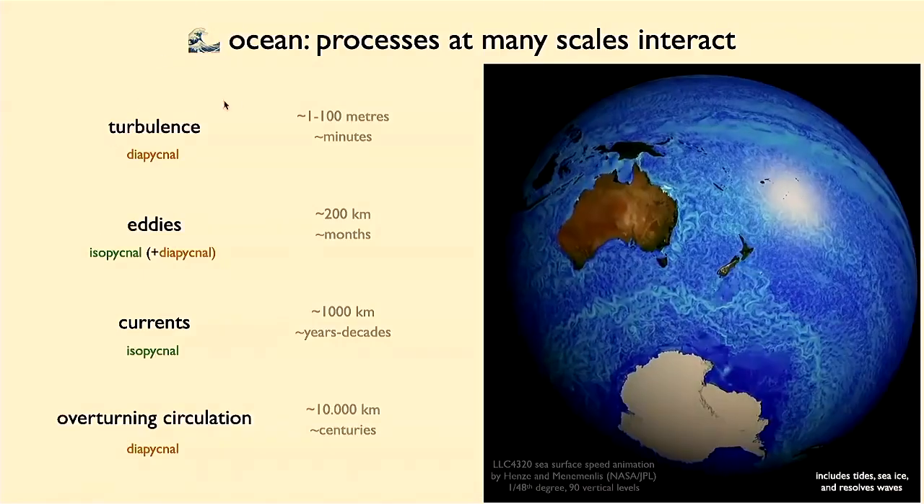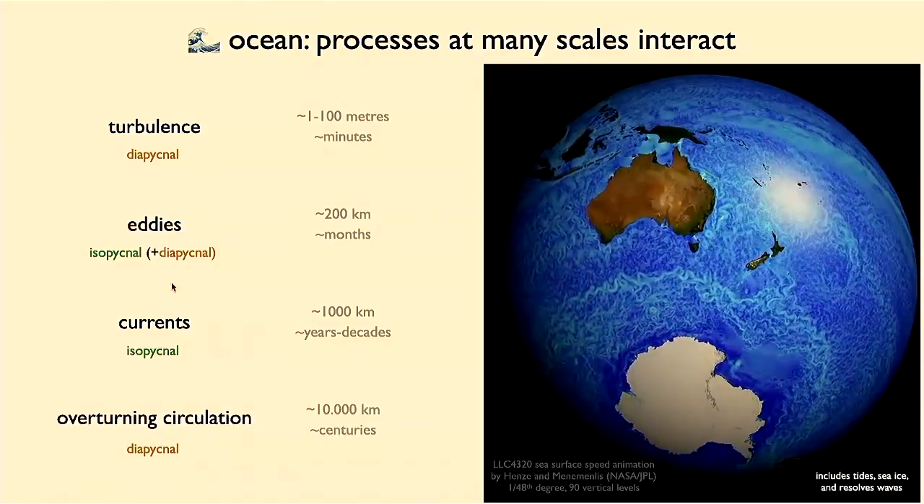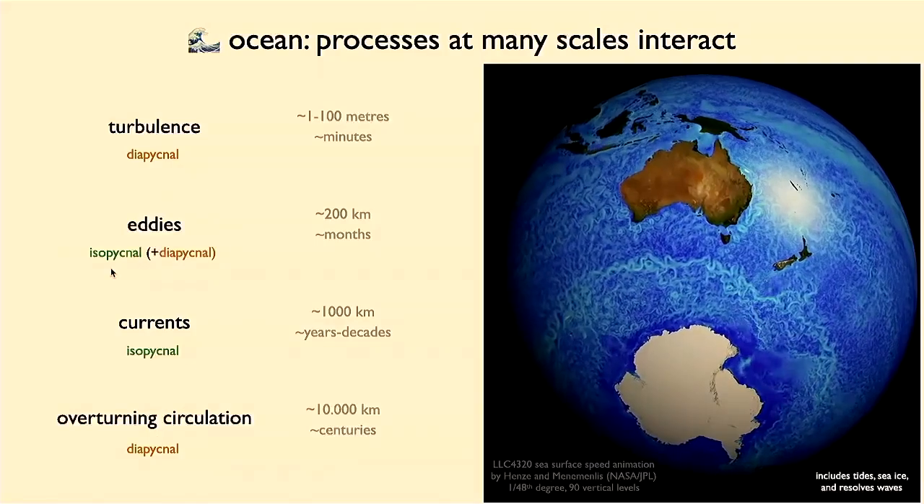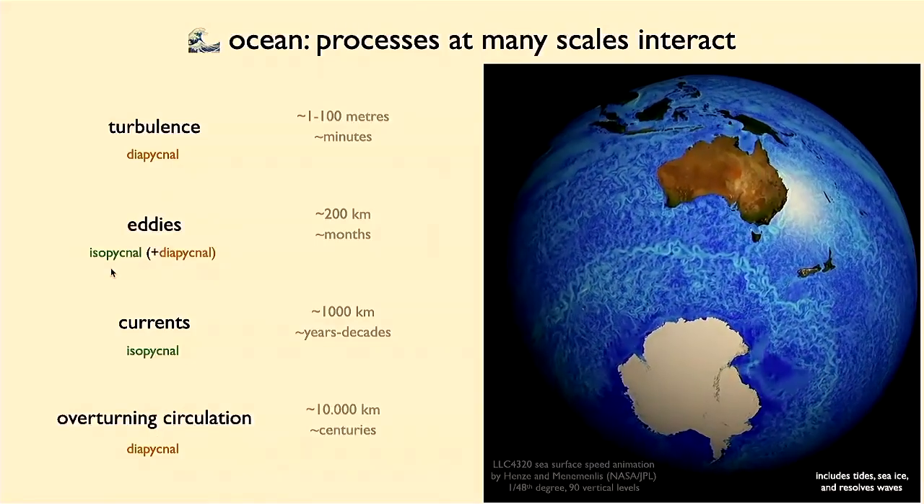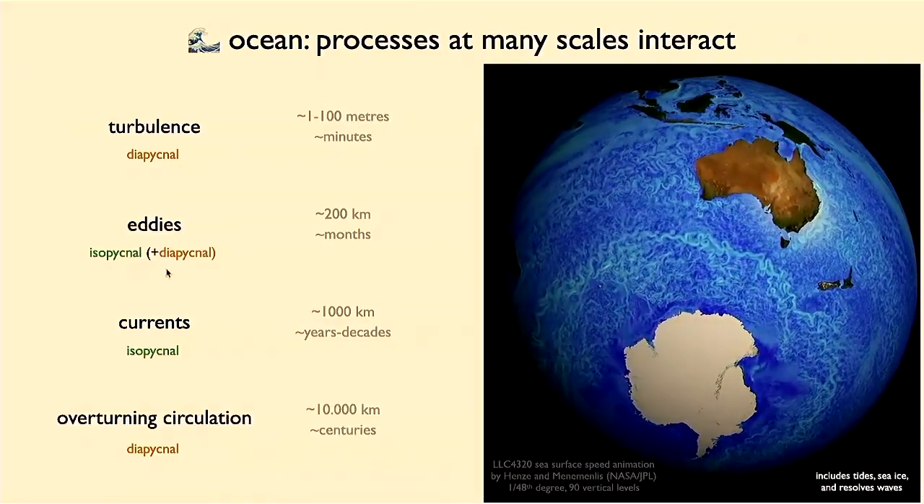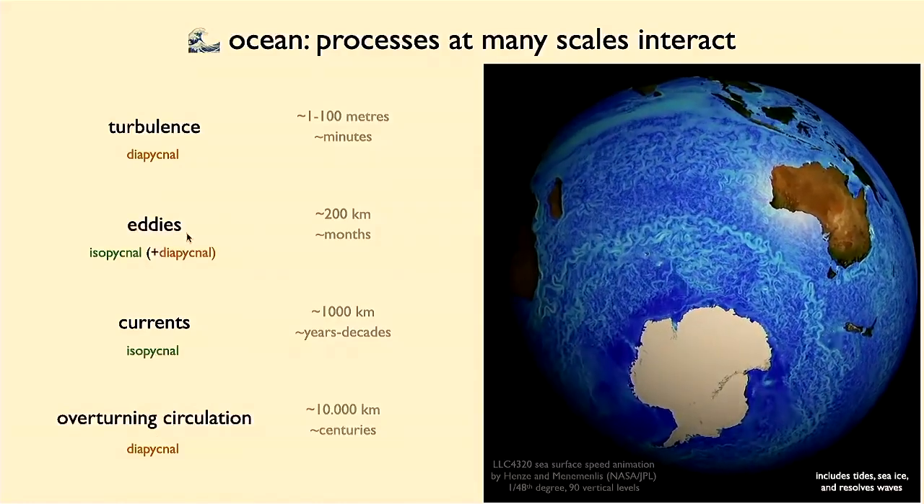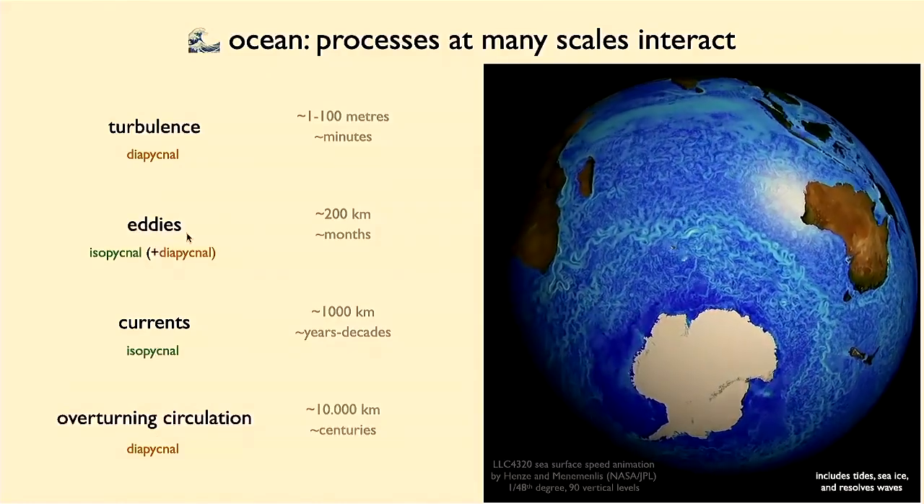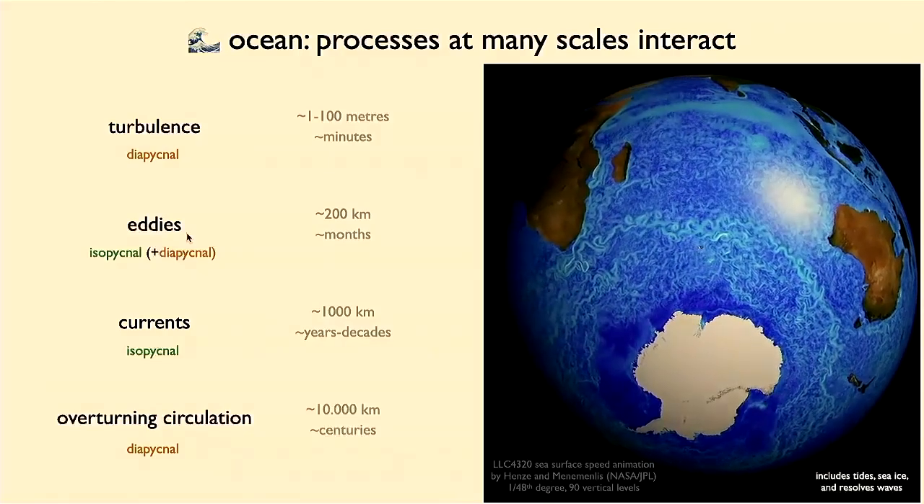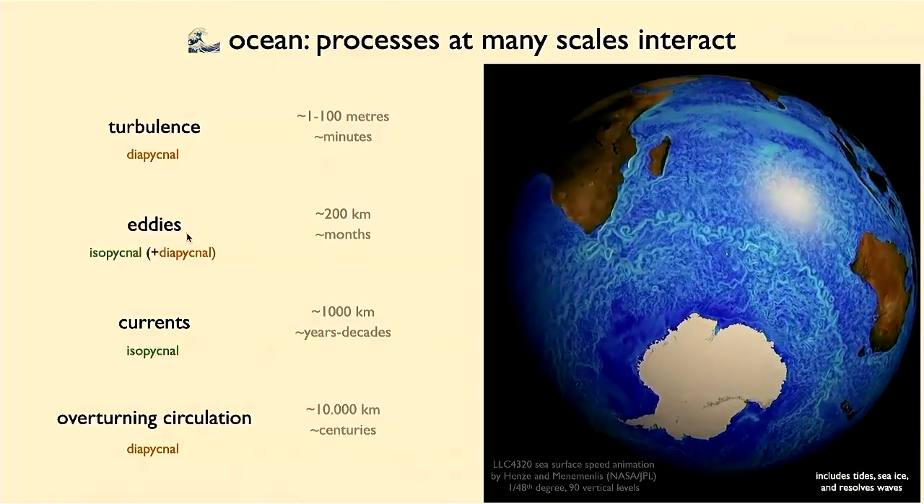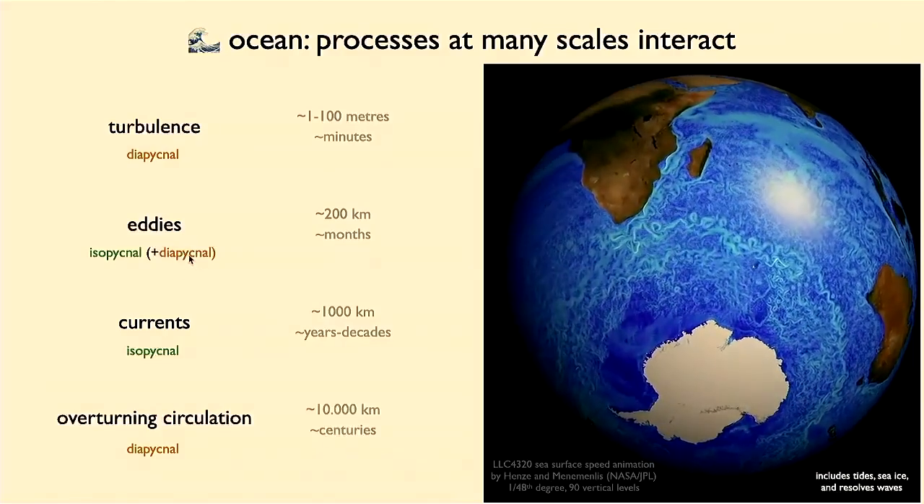But you can see different bits of the circulation are either isopycnal, or generally moving along surfaces of constant density, or diapycnal, or both. Here, for example, for the eddies, I put both because if they are sub-mesoscale eddies, as I mentioned, eddies that are not in geostrophic balance, then they have a strong diapycnal component.